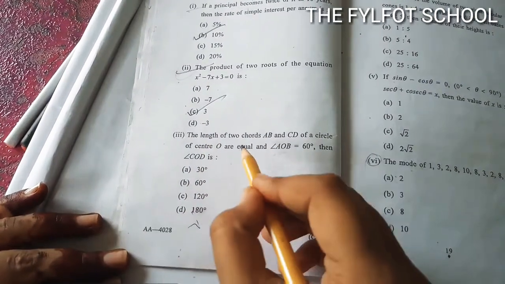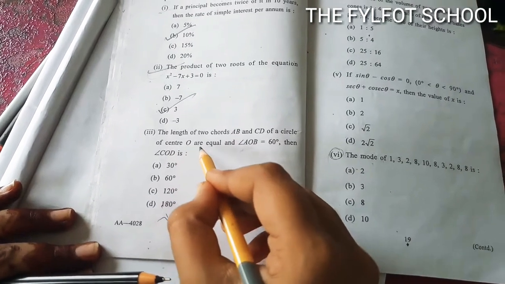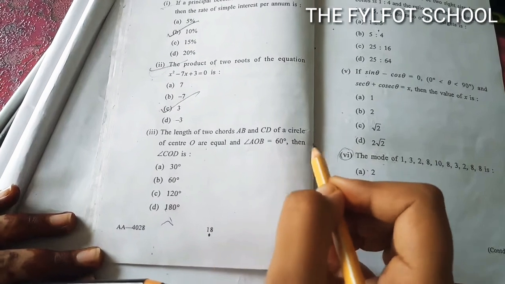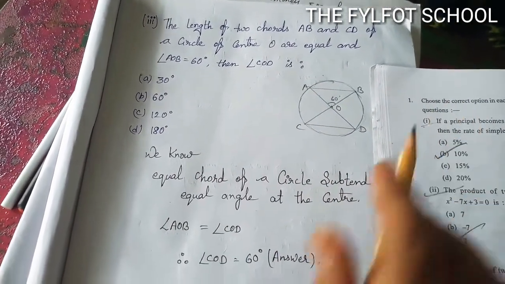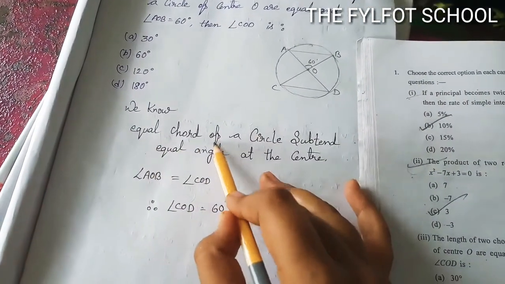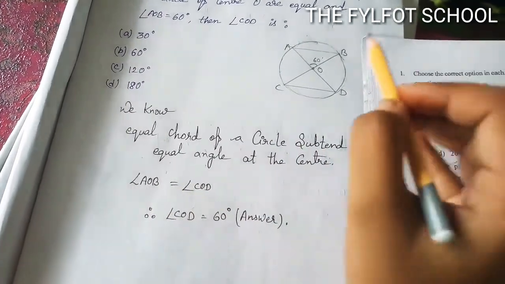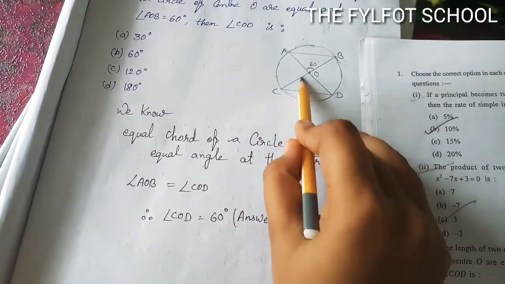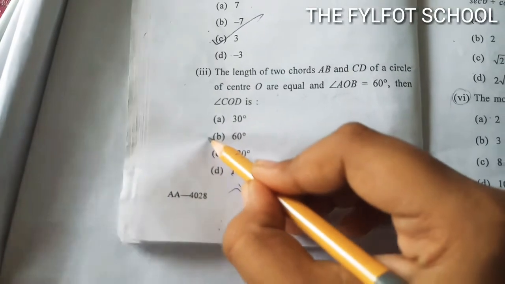Next, third question. The lengths of two chords AB and CD of a circle with center O are equal. Angle AOB equals 16 degrees. Then angle COD is how much? This is our diagram. We know that equal chords of a circle subtend equal angles at the center. AOB equals 16, so COD is also 16. So our answer will be 16.